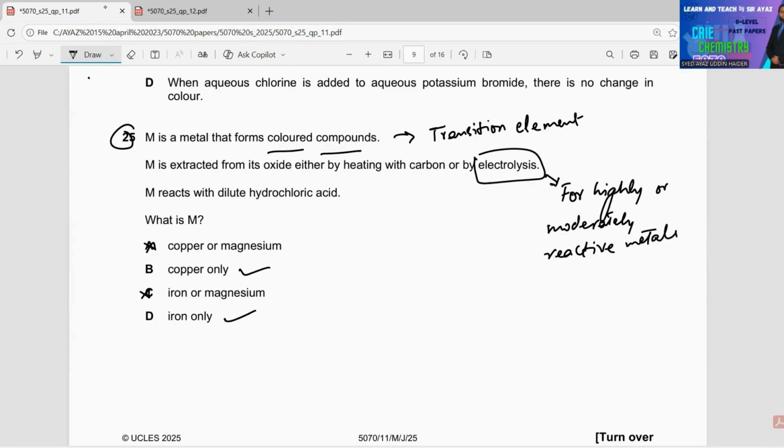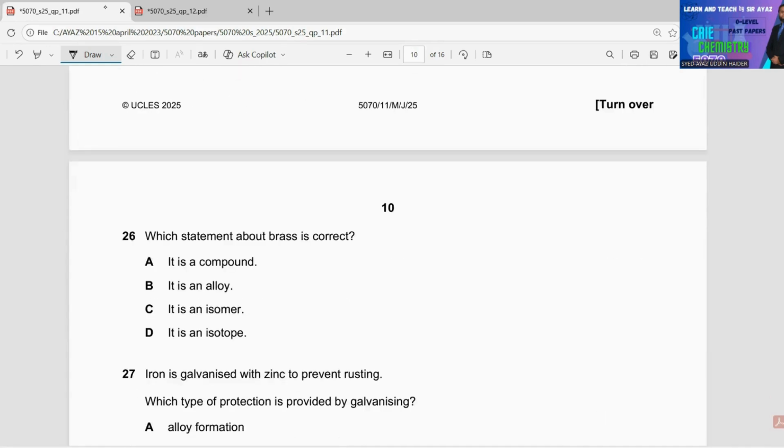The last point, that M is reacting with dilute hydrochloric acid. We know that only iron reacts with dilute hydrochloric acid. Copper will react with concentrated acid, not dilute acid. So D must be the right answer in this case. You can't have B as your correct response.